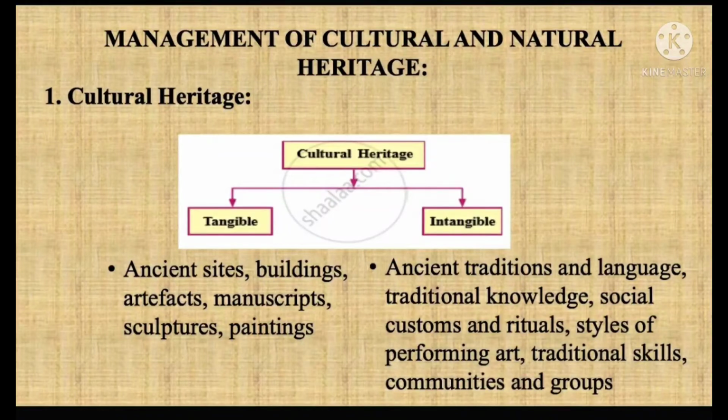The second is intangible cultural heritage. Now, what is intangible cultural heritage? It's very opposite to tangible cultural heritage. Means certain heritage which you cannot see, feel, or touch. They are called intangible cultural heritage. This type of cultural heritage includes following things.